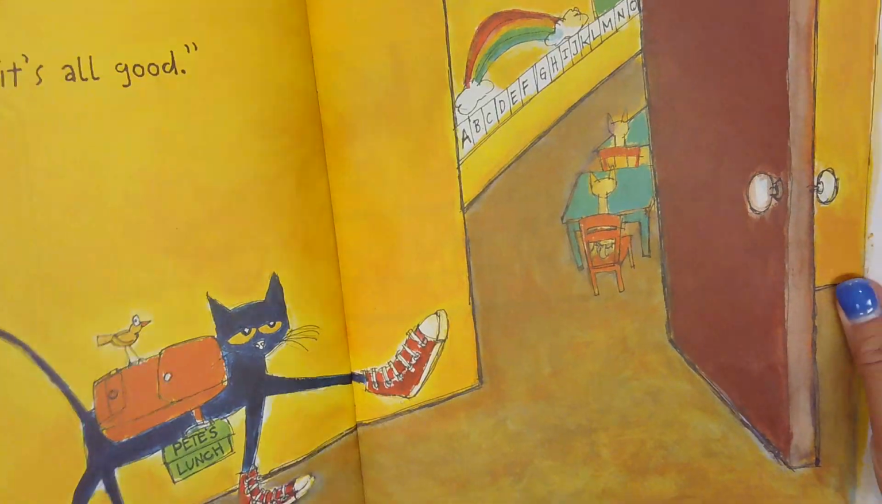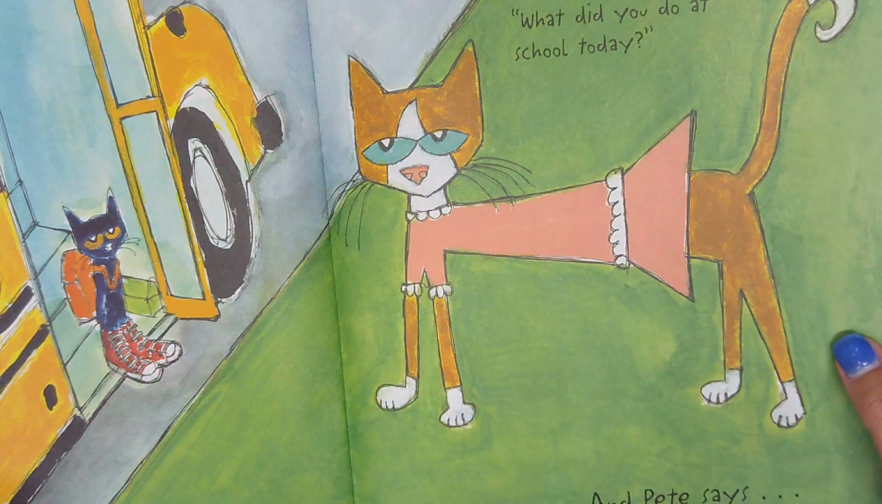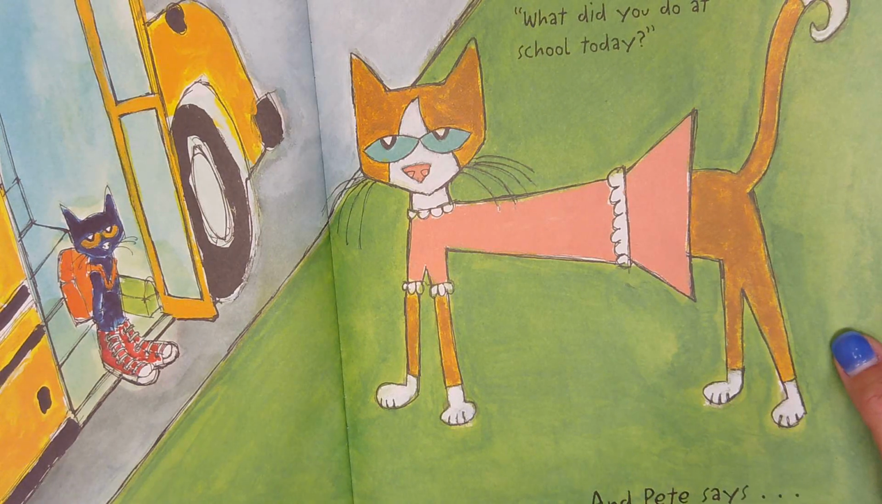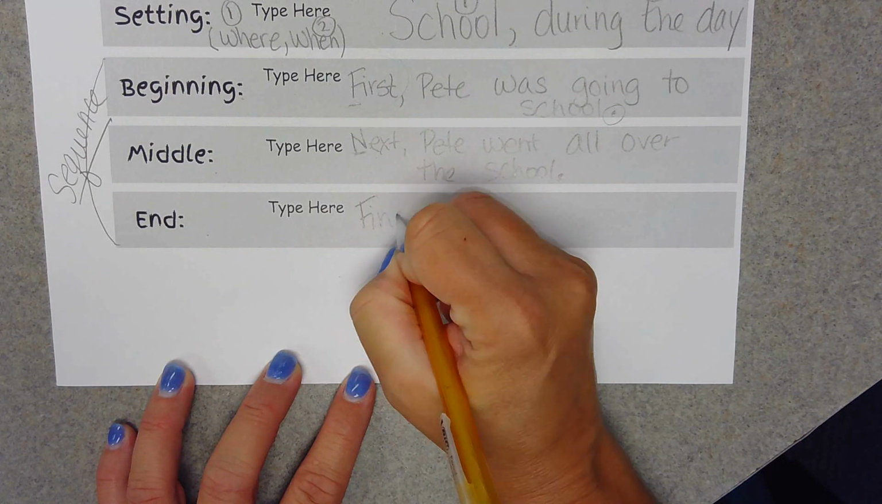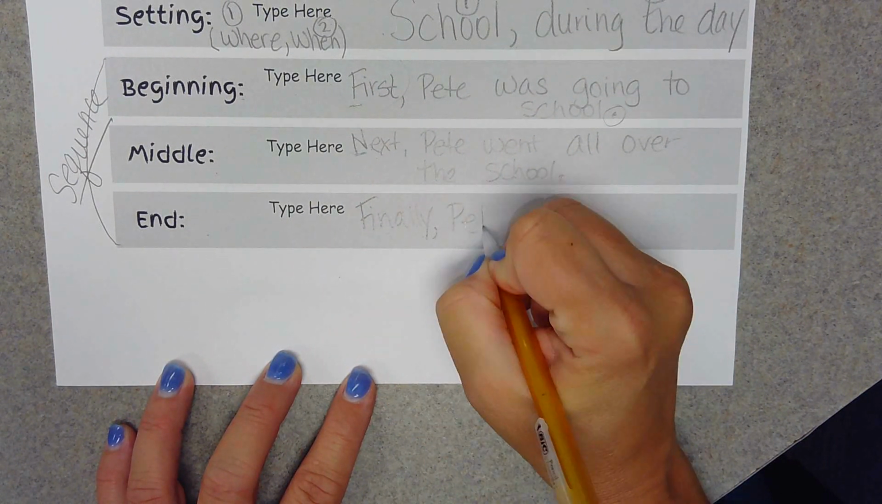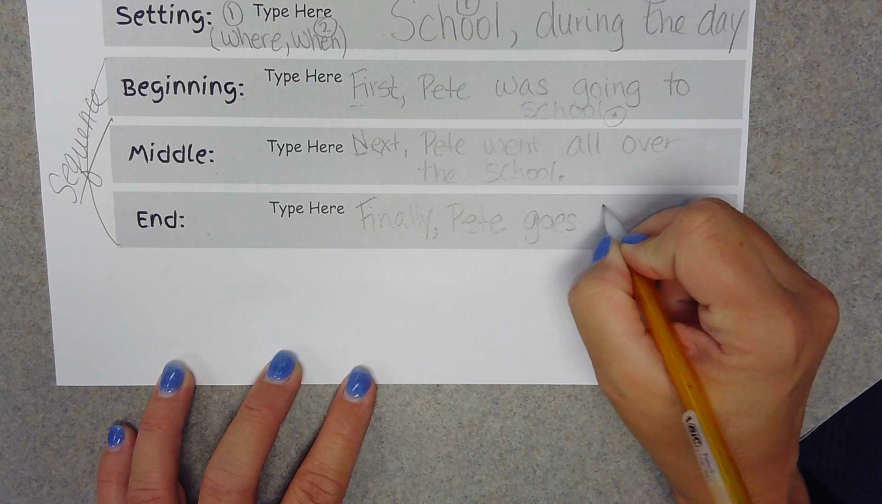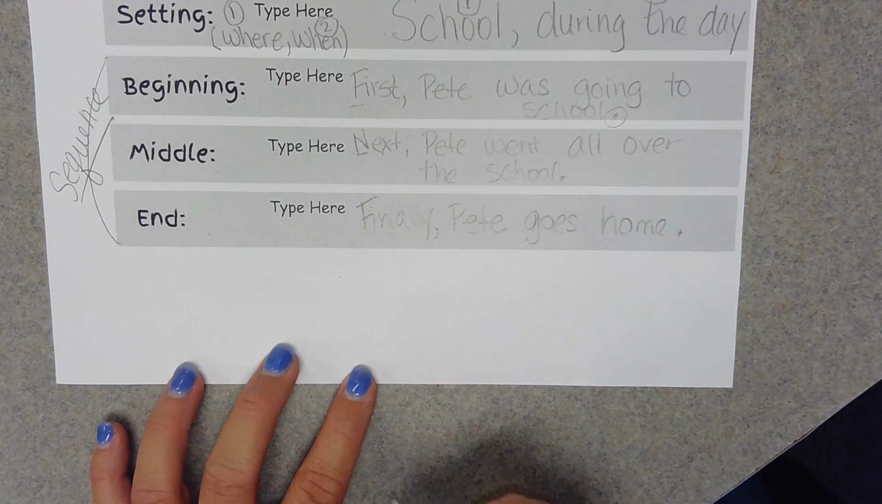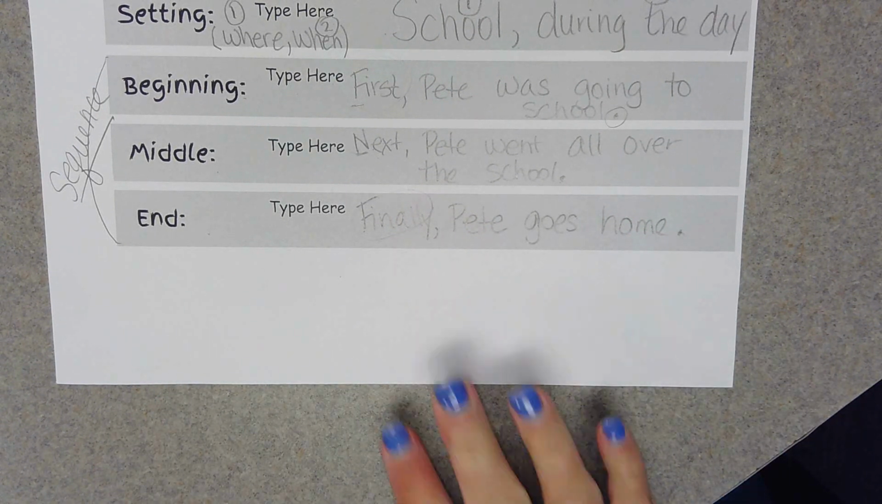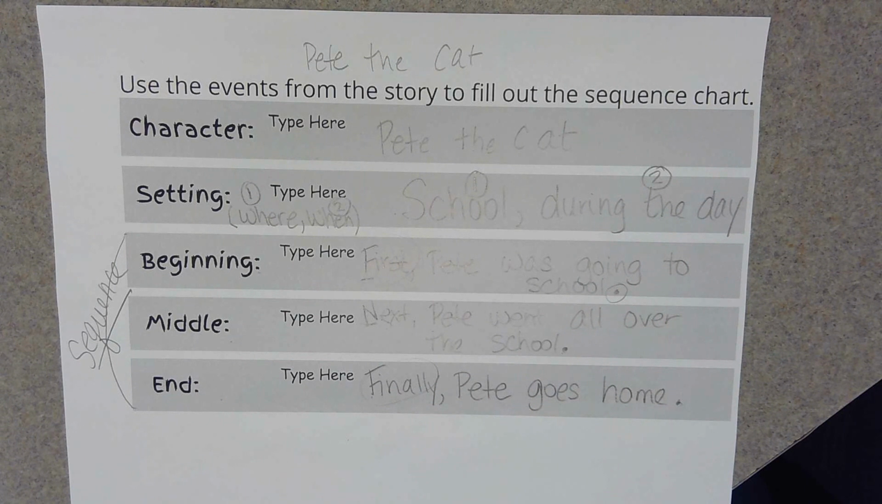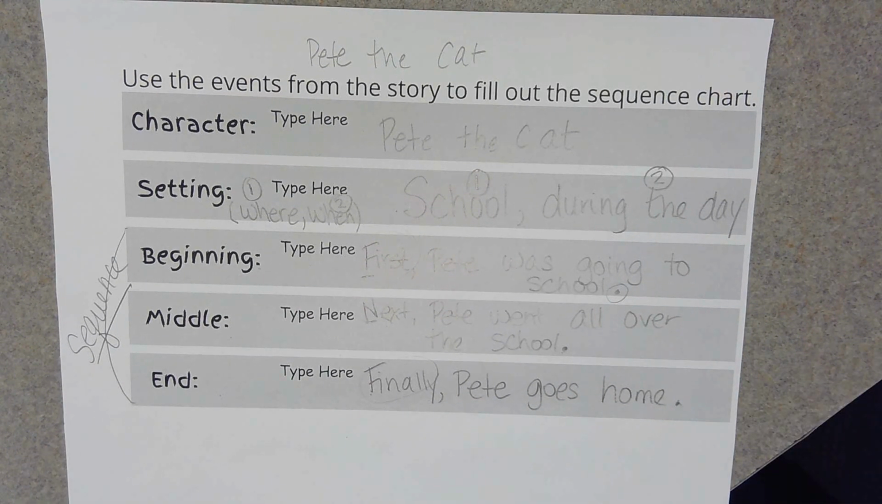Then at the end of the book, he is home. He rides the bus and he's home. All right. So I'm going to use the transition word finally. Finally, Pete goes home. Again, a capital letter with a transition word and a period. Okay? So remember, you're not going to do this with Pete the Cat. You're going to do this with the Dreamcatcher. All right? That's what I want you to do. You're going to put it in the sequence. Let me know if you have any questions.